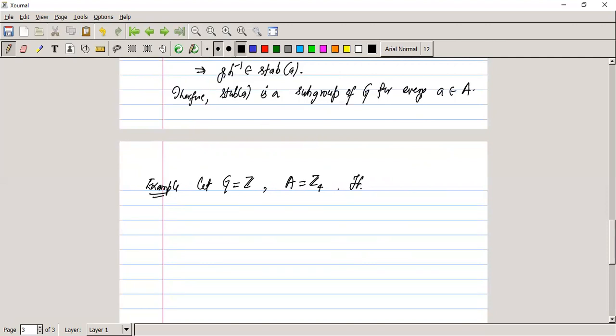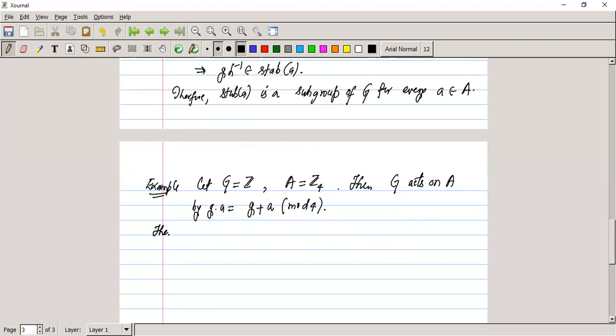Then G acts on A. G acts on A by g·a is equal to g plus a, and in fact mod 4, because Z4 is a set modulo 4. Then this is the group action of G on the set A. We shall here compute the stabilizer of all the points of A.